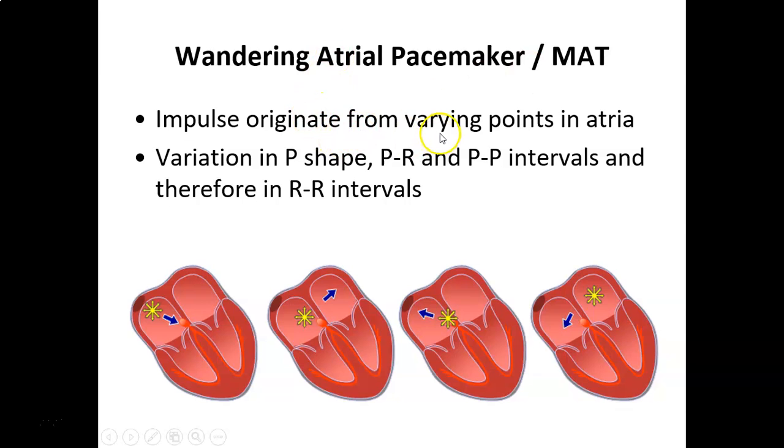The impulse originates from varying points in the atria in case of MAT and wandering atrial pacemaker, and there is variation in the P shape, PR interval and PP interval, and therefore in RR intervals as well.